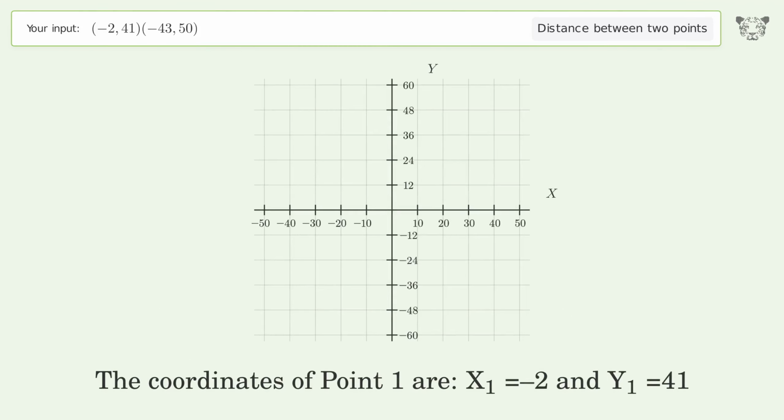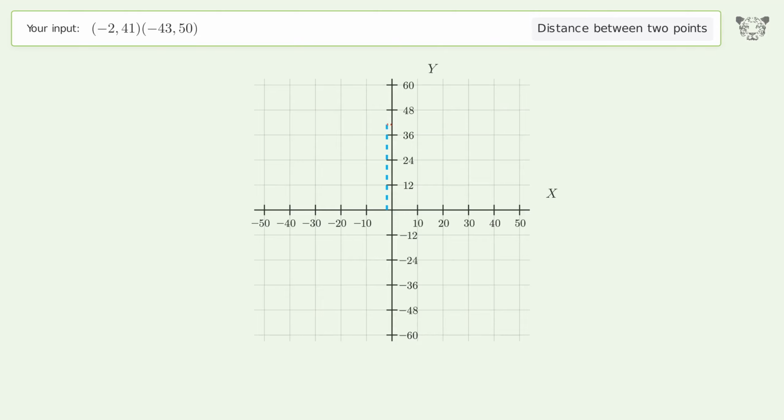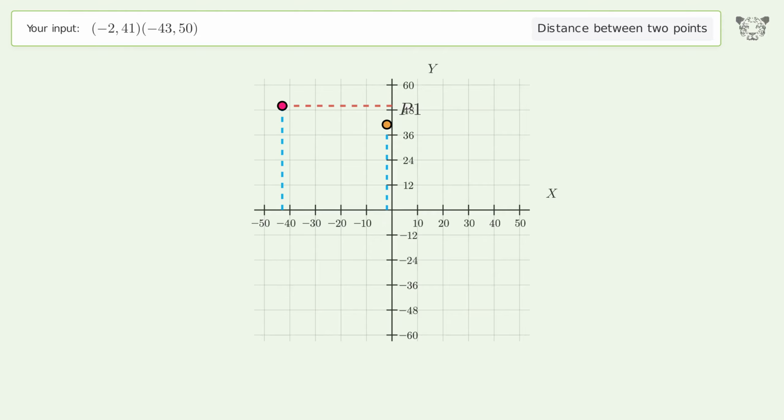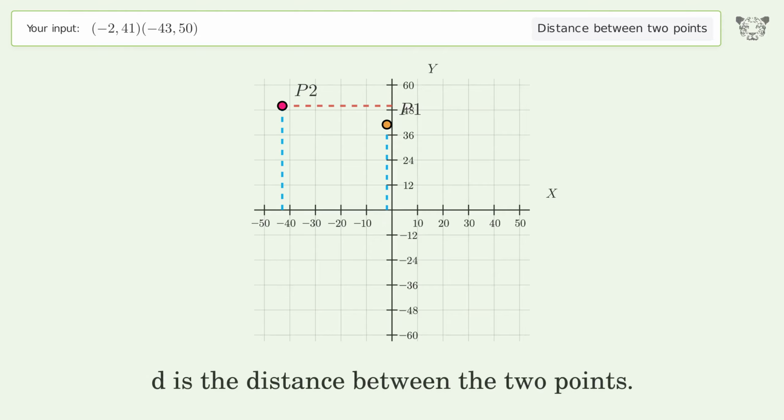The coordinates of point 1 are, x1 equals -2 and y1 equals 41. The coordinates of point 2 are, x2 equals -43 and y2 equals 50. D is the distance between the 2 points.